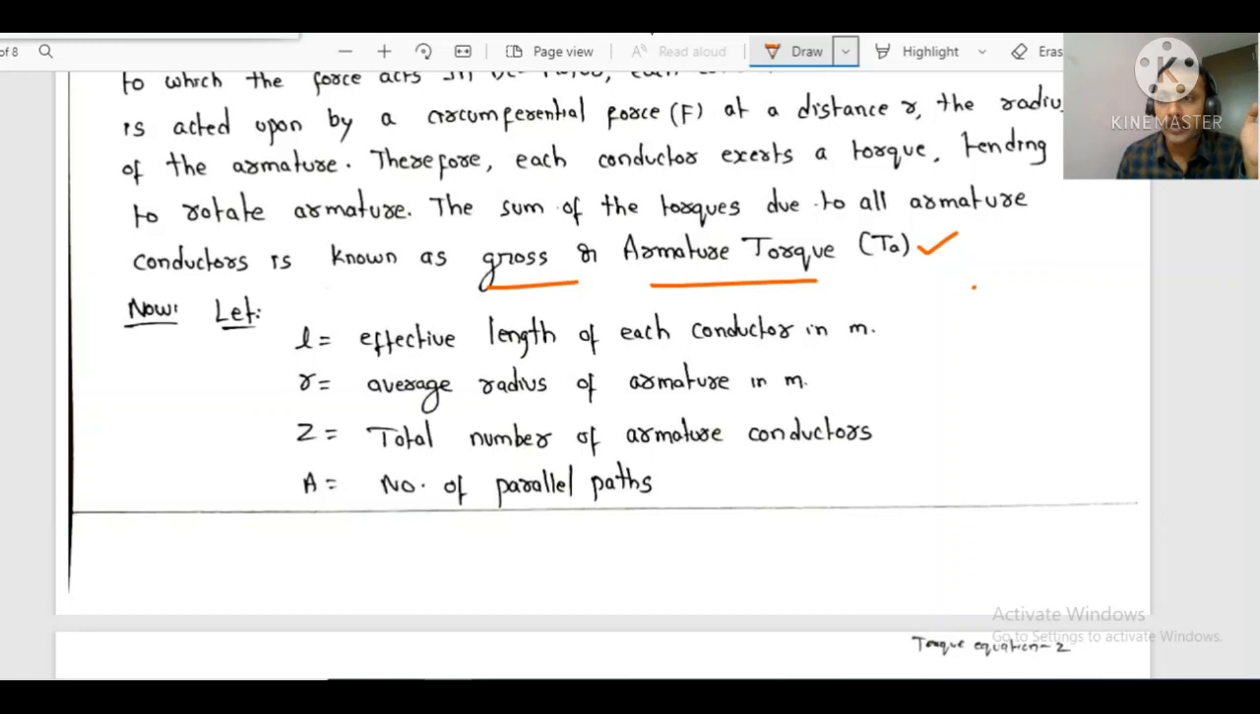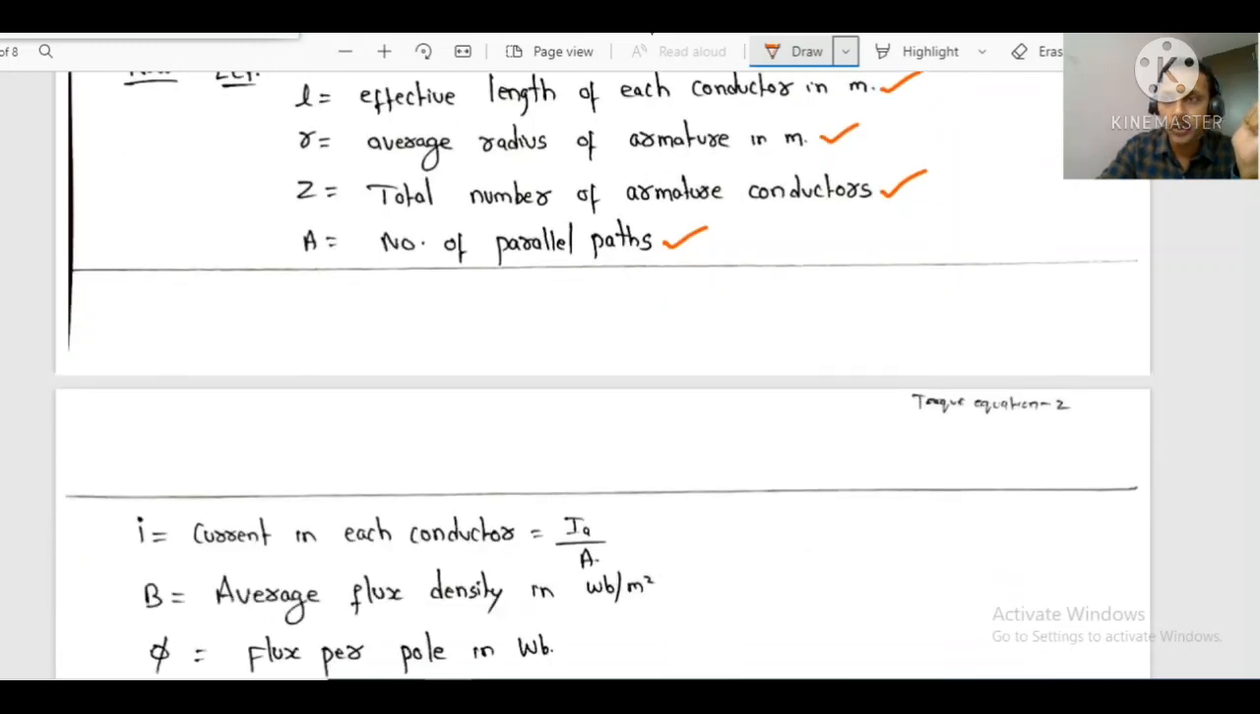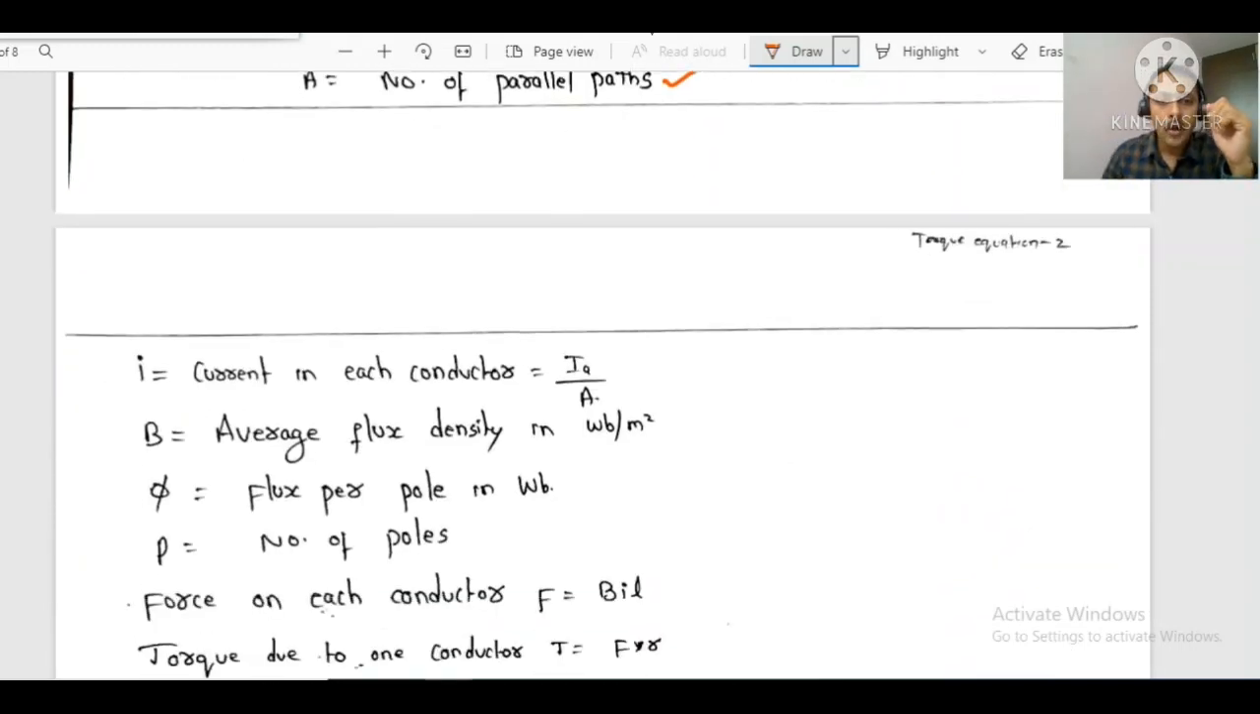Let L be the effective length of each conductor, the conductor that is placed in the armature, in meter, and R the average radius of armature in meter, Z total number of armature conductors, A number of parallel paths. These are the variables we are going to use in this derivation, right? Now I is the current in each conductor, but what about Ia? Ia is the armature current, therefore the total armature current developed by the armature. Now to know the current in each conductor, already we know the number of parallel paths is A. Therefore I, the current in each conductor, is given by Ia divided by A.